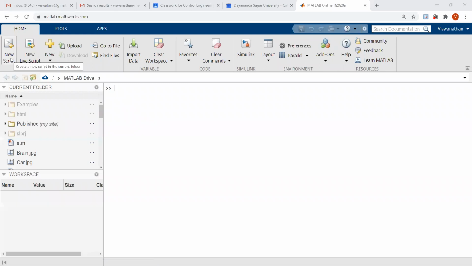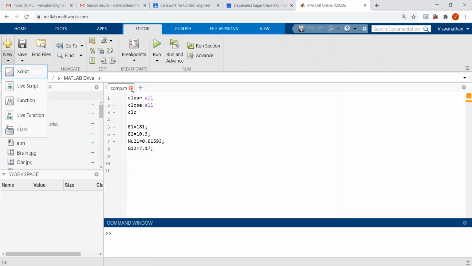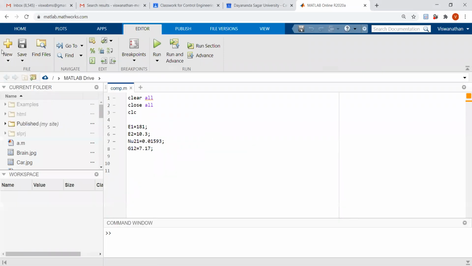So I'll take a new script. If you want to open a new script, go to New and select Script. I've used the clear all command, close all command, and CLC.